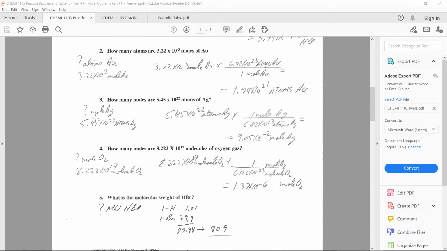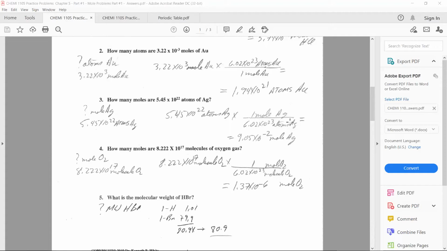We're trying to find moles of silver. We're given how many atoms. This is the only number I have to start with. I can multiply it by a ratio. What units do I want my answer in? Moles of silver. Moles of silver would go on top. That's what I'm trying to get to. Atoms of silver go underneath. And 1 mole of silver equals what? Avogadro's number, 6.02 times 10 to the 23rd.